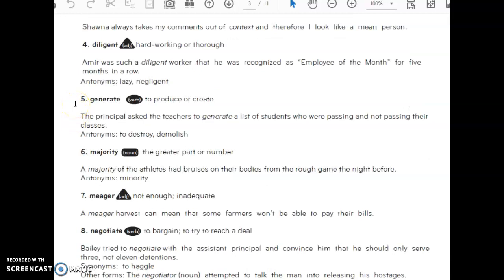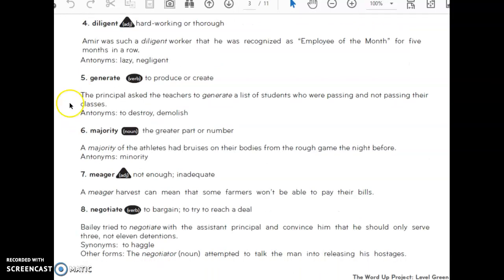Generate is a verb. It means to produce or create. The principal asked the teachers to generate a list of students who were passing and not passing their classes. Opposites or antonyms, we have to destroy or demolish.